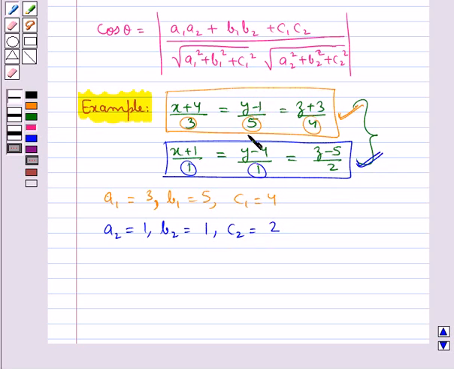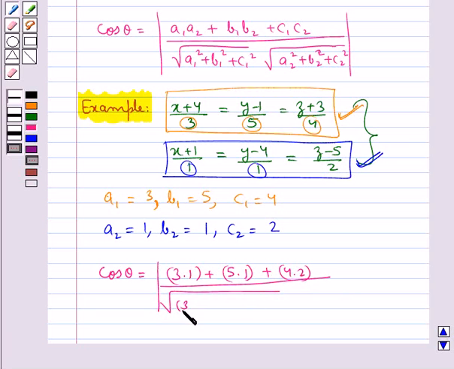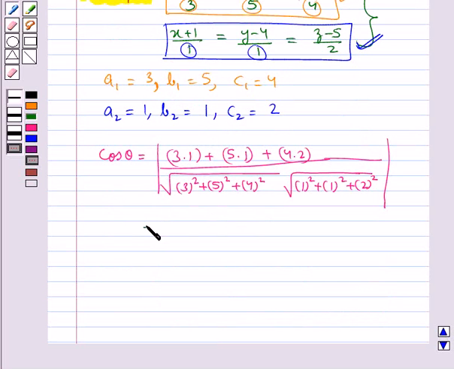Now, the angle between the two lines is given by theta. So, cos theta is equal to modulus of A1 A2 plus B1 B2 plus C1 C2 upon square root of A1 square plus B1 square plus C1 square multiplied by square root of A2 square plus B2 square plus C2 square. This comes out to be equal to 8 root 3 upon 15, that is, cos theta is equal to 8 root 3 upon 15. So from here we get the angle between the two lines, theta is equal to cos inverse 8 root 3 upon 15.